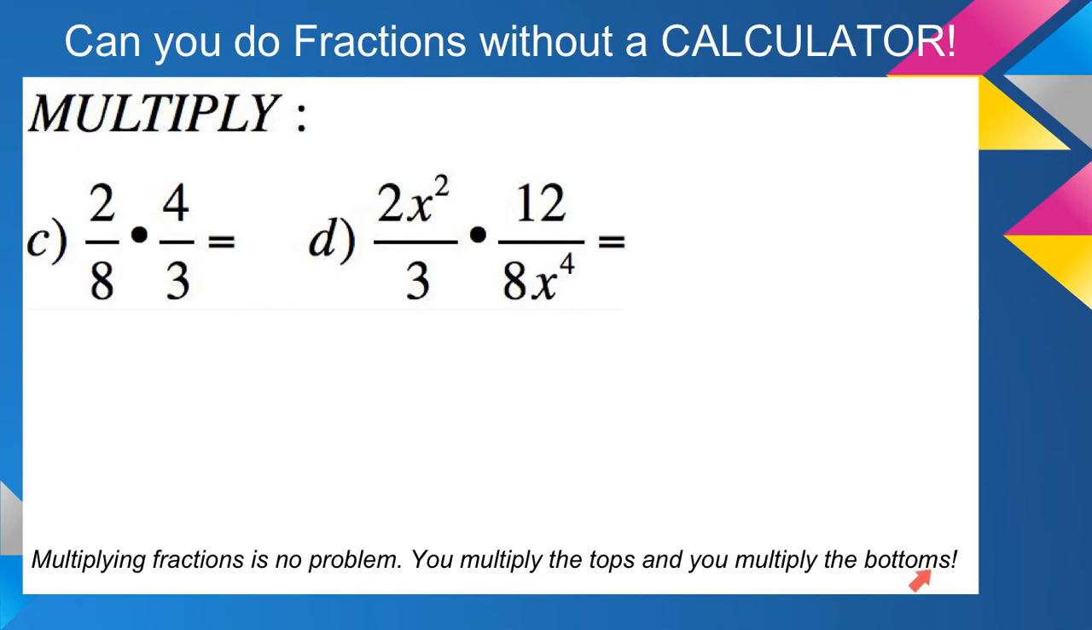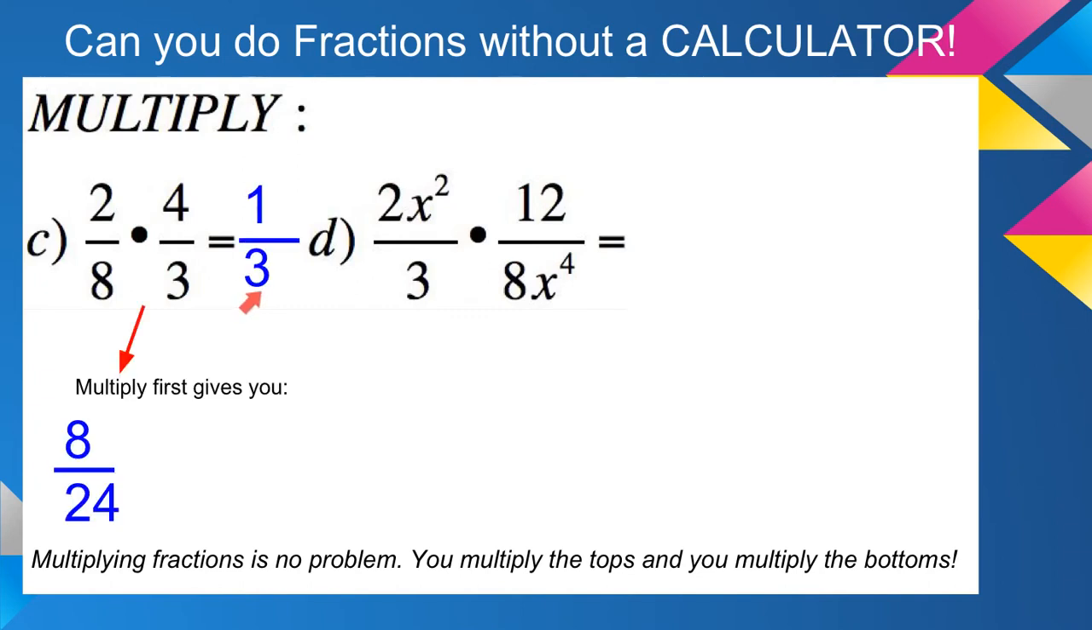All right, then you also should have learned multiplying fractions is no problem. You multiply the tops and you multiply the bottoms. Kind of an old rhyme maybe from your middle school days. And then you can use that idea as you're multiplying fractions with letters or without letters. So let's take a look at how this plays out. You're going to get the answer of 1/3 here because you could multiply first and get 8/24. 2 times 4 is 8, 8 times 3 is 24. Then your next step is obviously reduce it, and you reduce it and you get 1/3, the answer that we already had.